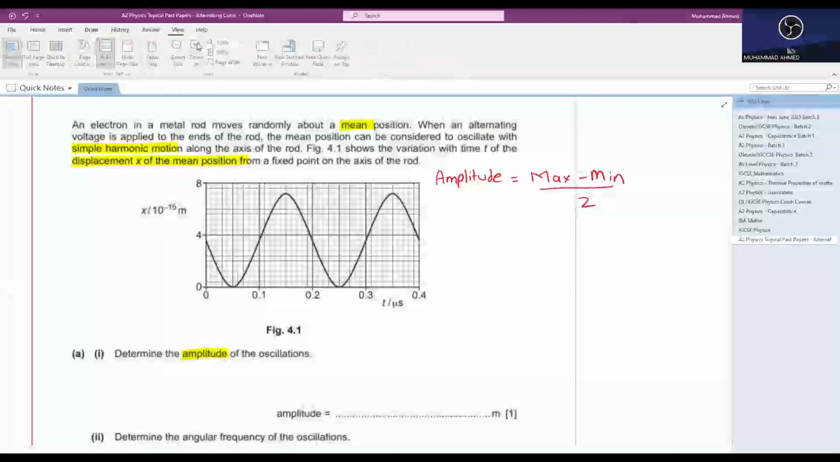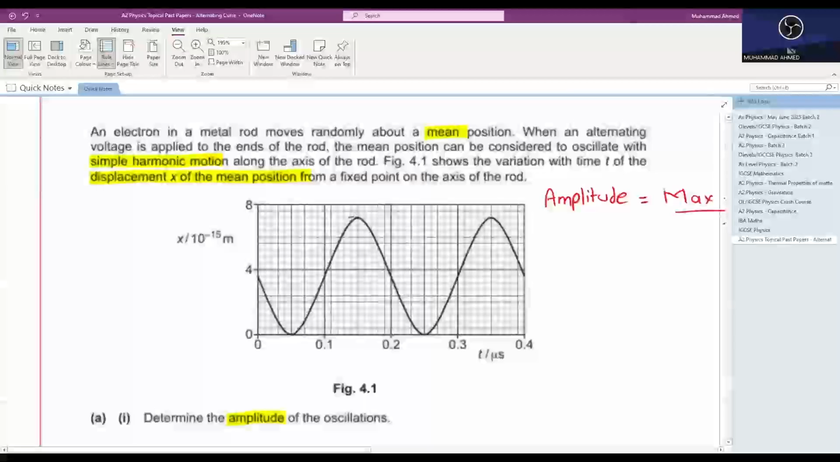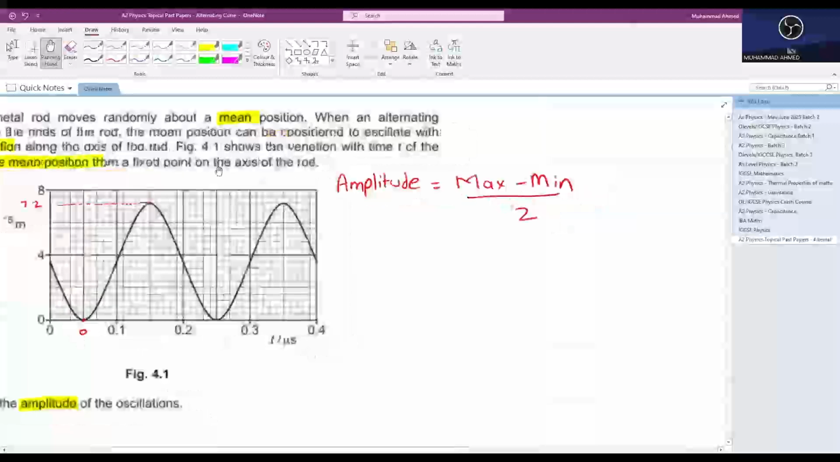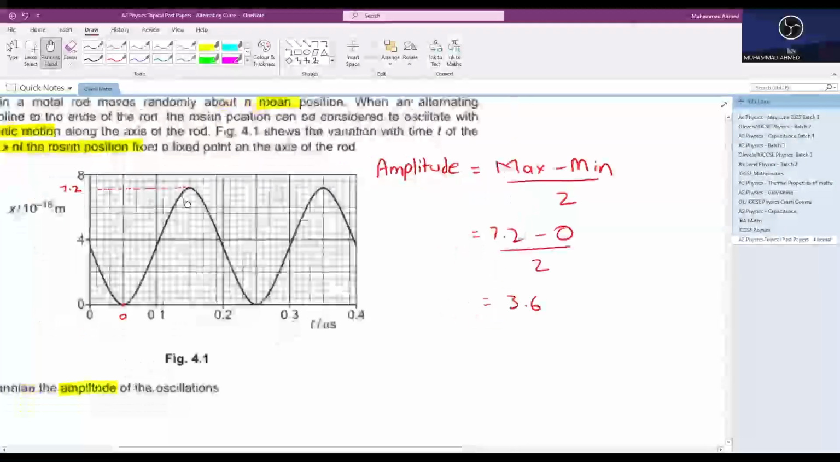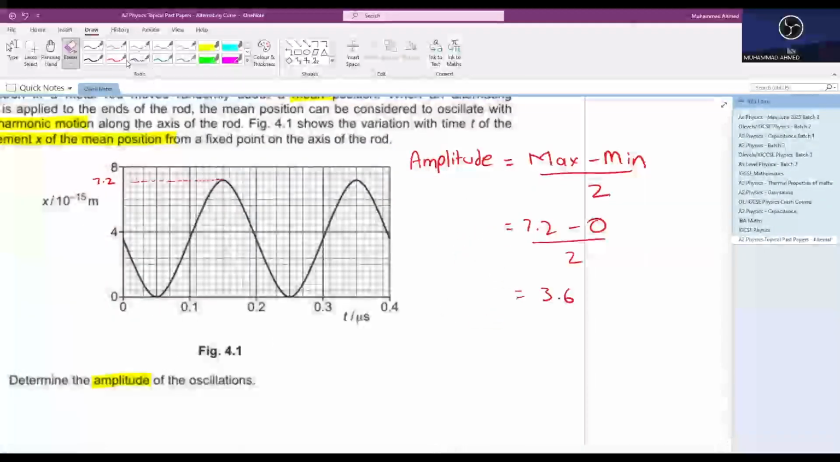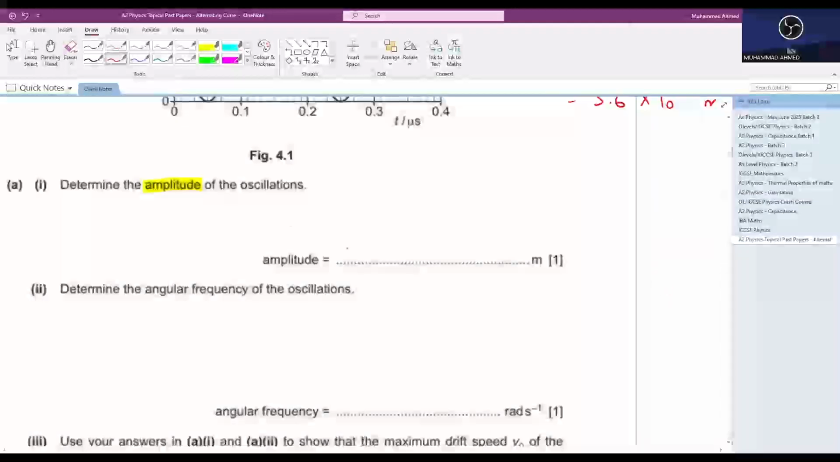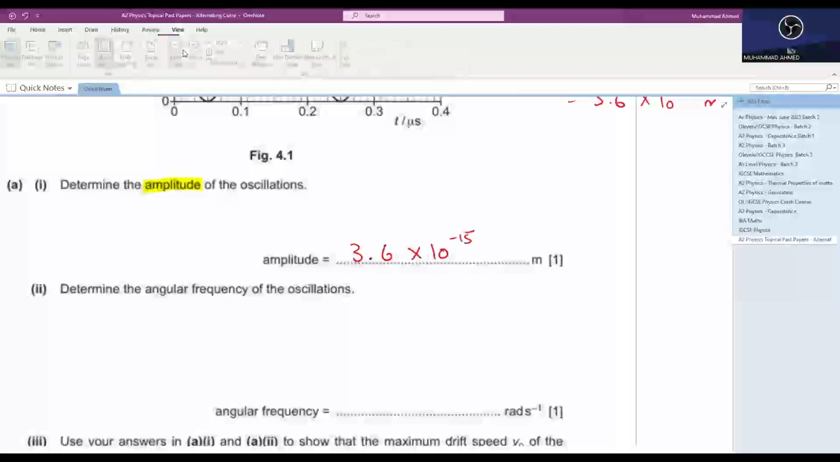Okay. So here, if I zoom in, what is your maximum position? This value, which is 7.2. What is your minimum position? This value, that is 0. So the maximum is 7.2, the minimum is 0, divided by 2. This gives you an answer of 3.6. And always remember to include the unit on the y-axis, that is 10 raised to the power of minus 15 meters. So let's write it here. Your amplitude comes out to be 3.6 × 10^-15 meters. Simple as that.